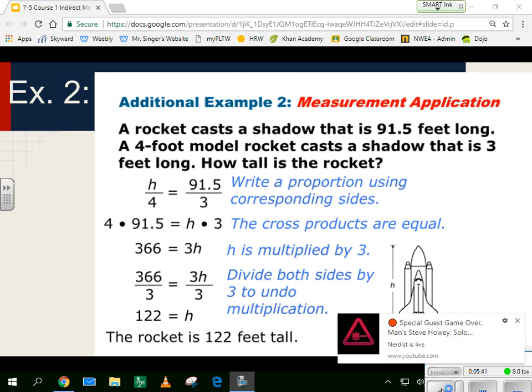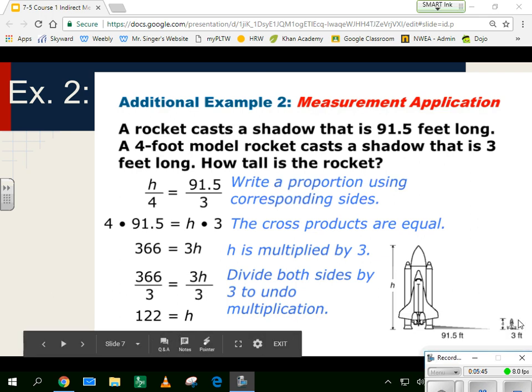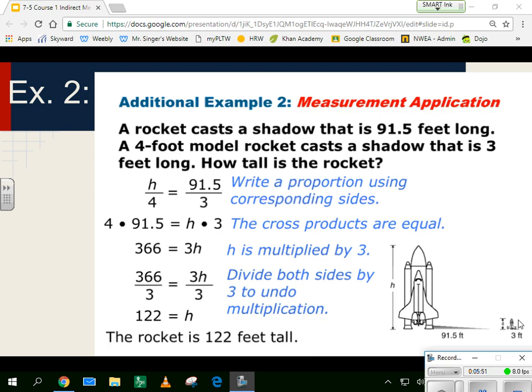Create a proportion. You're going to go ahead and create a proportion of heights by heights and widths by widths. So h over 4 for the heights of the rocket ship and the model, and 91.5 over 3 to show the lengths of the shadows.